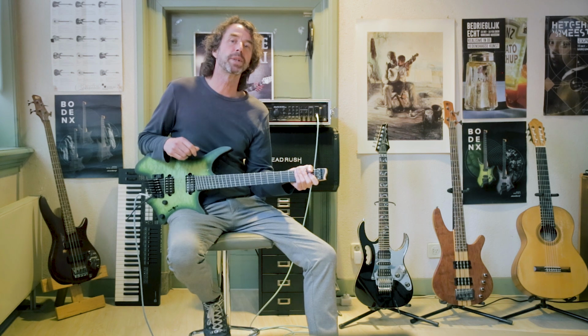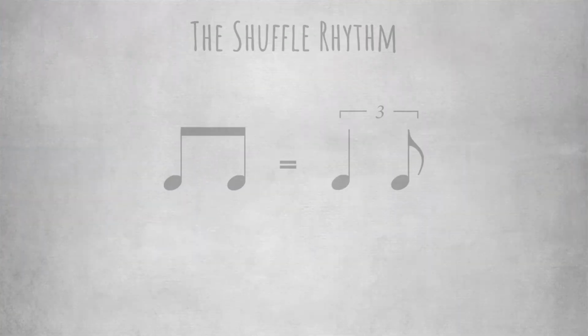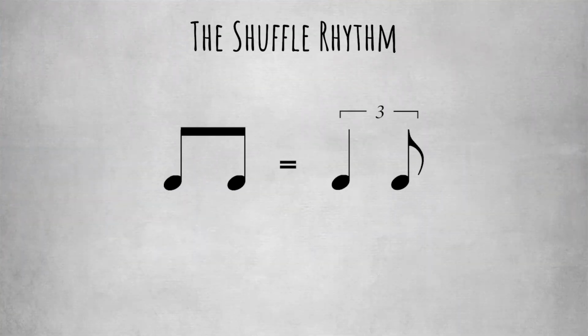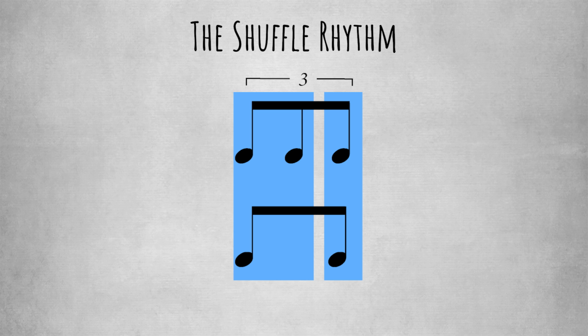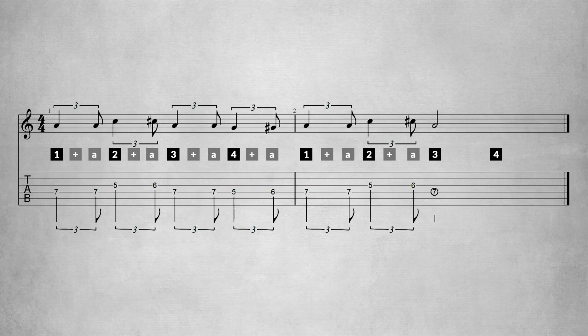Now the last thing that I would like to tell you about is the shuffle rhythm, which has everything to do with a triplet. In the shuffle feel rhythm, that is common to blues and jazz, 2 straight 8th notes are interpreted as a triplet. The first 8th note has a length of 2 parts of the triplet, and the second 8th note has a length of one part of the triplet. So we count like this. 1 and the 2 and the 3 and the 4 and the 1 and the 2 and the 3, 4.